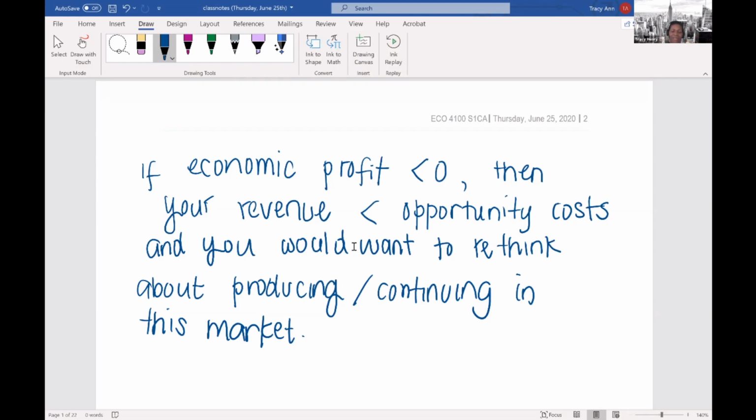So my point being is that the minute you start to see this kind of negative economic profit coming in, you know that this is not a good thing, and you have to start rethinking whether you want to stay in this or not.